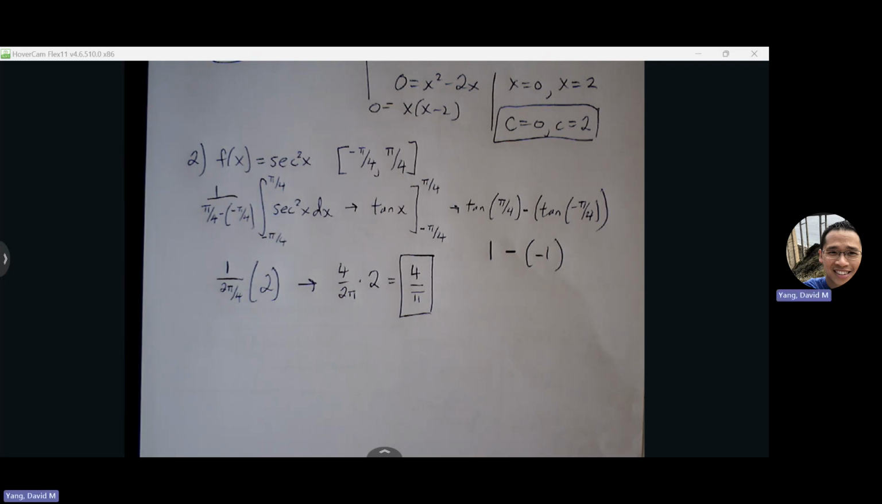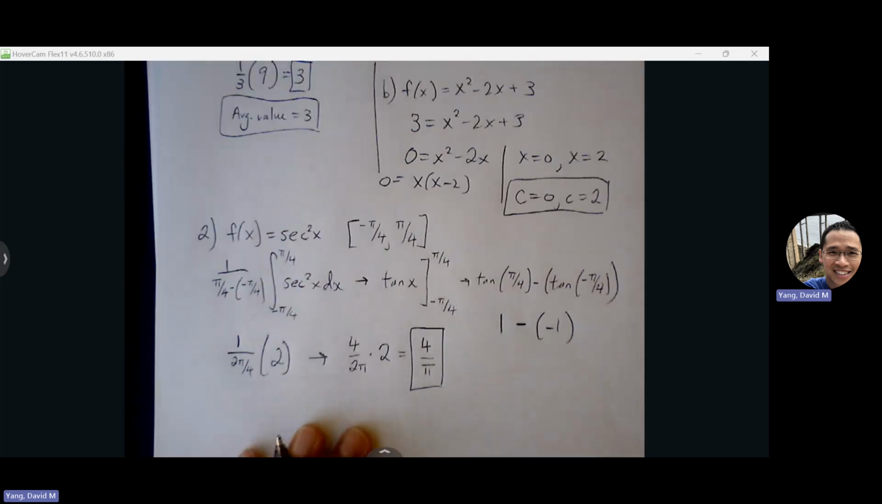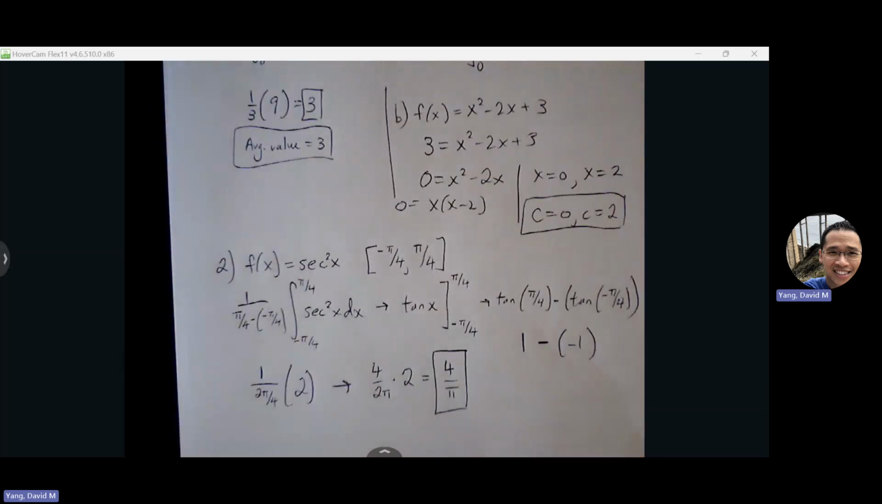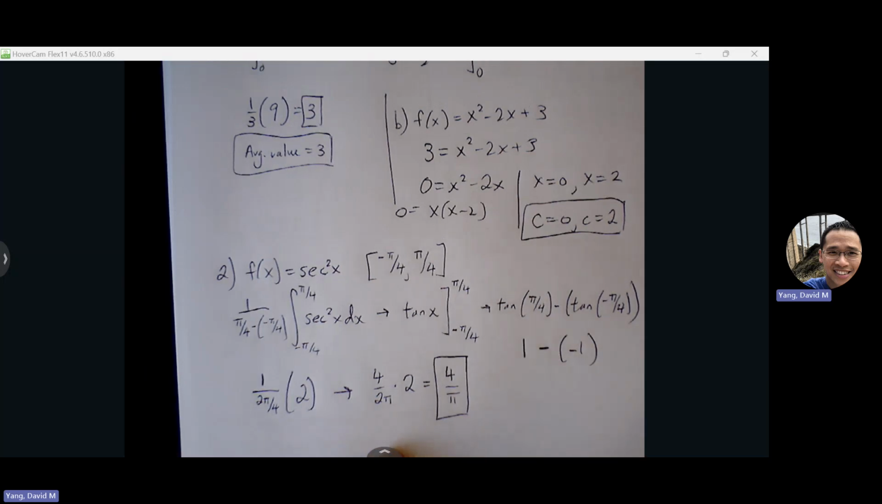Okay, number 3 and 4, we're practicing the second fundamental theorem. We have a function that has a definite integral in it, but we're asking for the derivative of that definite integral. So that's an application of the second theorem.